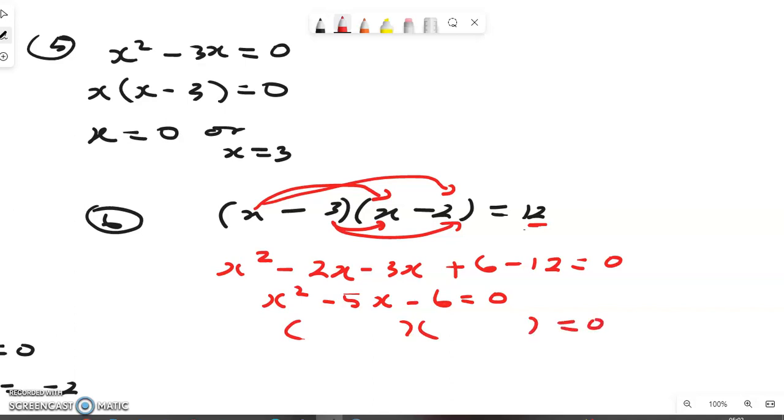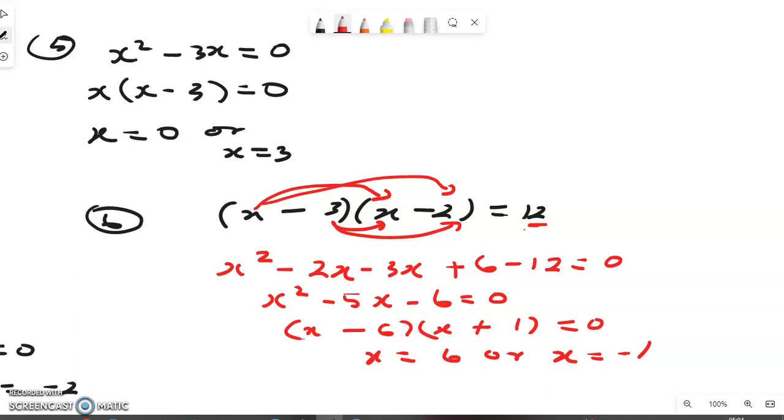So this is x times x. Then we have 6 and 1. So it's negative and positive. Alright, so our x is 6 or x will be -1.